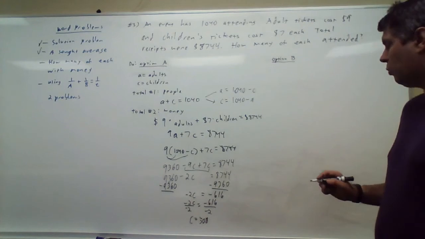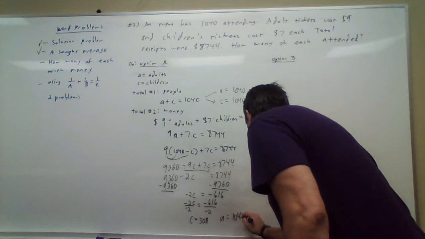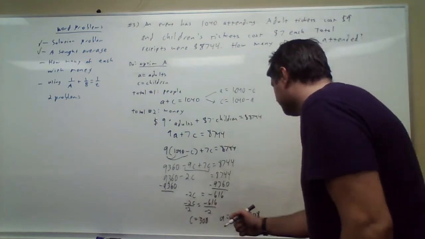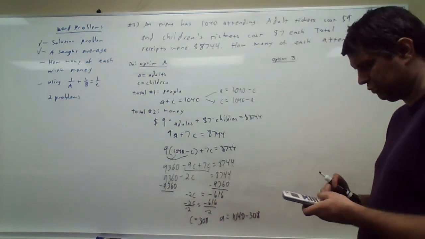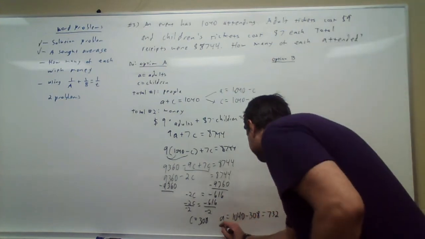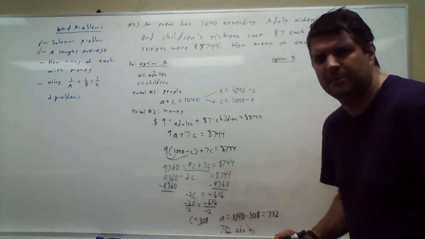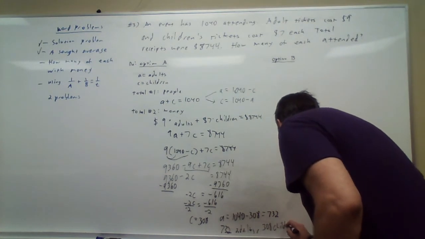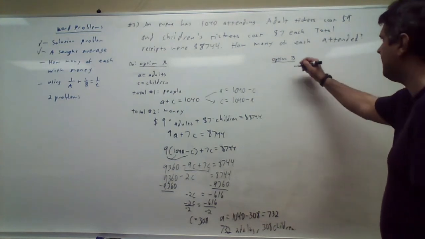Okay? Well, adults would equal 1,040 minus 308, which is 732. Okay? So that amounts to 732 adults and 308 children. Okay? Option B would be to do the same thing.